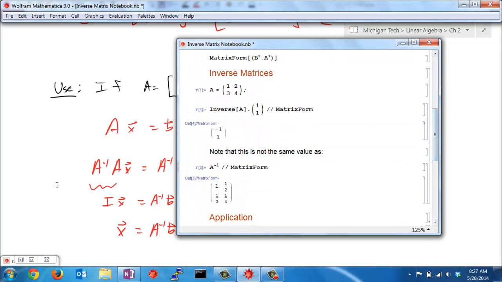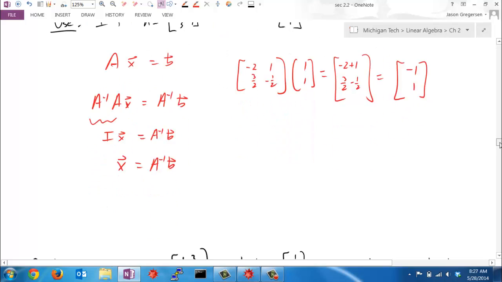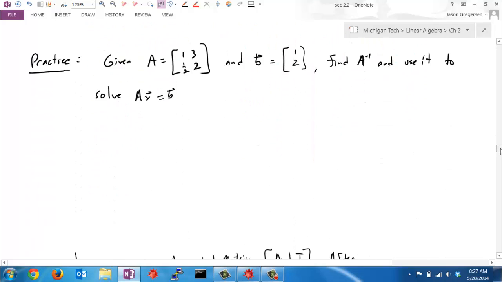All right. So now we've done that multiplication. Now you can try one on your own here. So given this new A and this other b, find that inverse matrix, and then use it to solve that matrix equation.